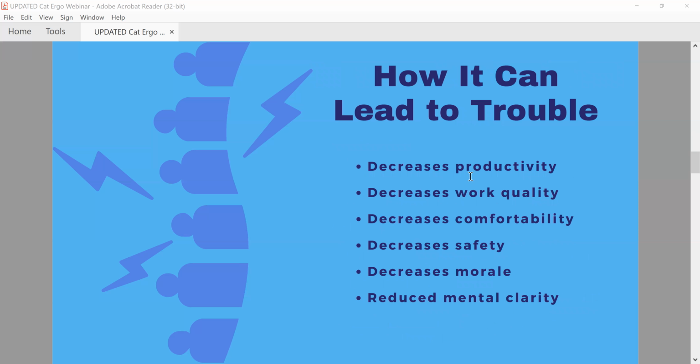But the real question is, how does this affect you while you're working, right? If you could just take a moment to reflect on what you see on the screen and see if you have felt any of these symptoms.